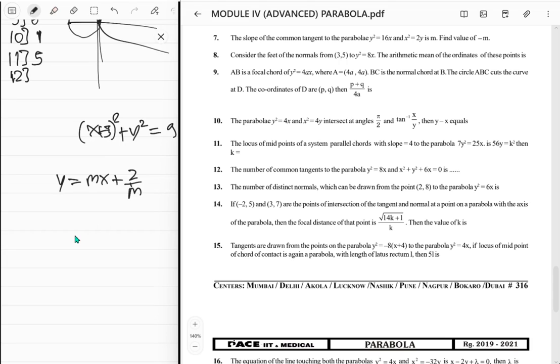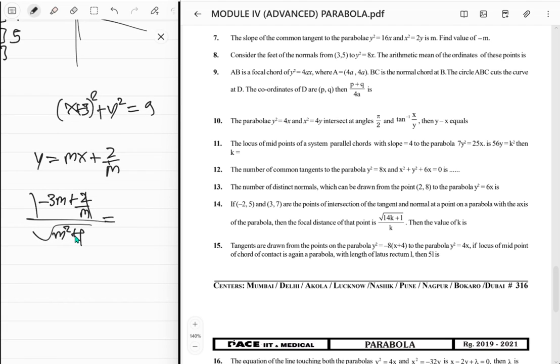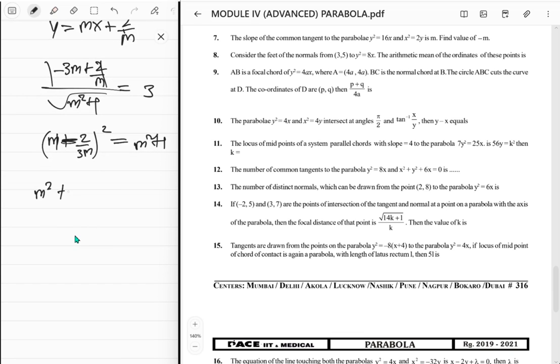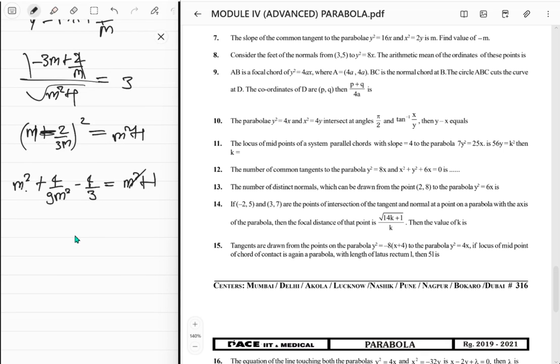Right, so just put negative 3 comma 0, and there you should just get negative 3m plus 2 upon m, mod of that, upon square root of m squared plus 1. That has to be equal to 3 if this has to happen. Then just square this out, or you just divide by that. It's like 1 plus 2 upon 3m. That thing squared has to be equal to m squared plus 1. That's one way to think of it. It's got m squared plus 4 upon 9m squared minus 4 upon 3, that's equal to m squared plus 1, I think. Cancels, let's go over it.